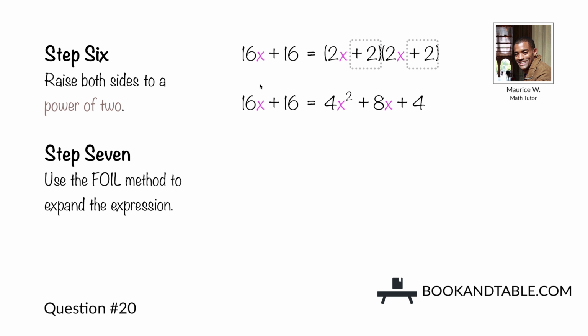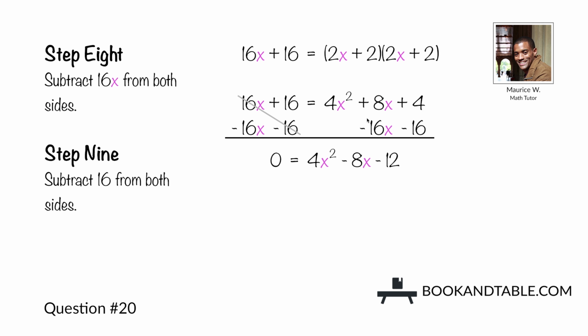Move these terms over to this side, so we get 0 on one side. So step 8, subtract 16x from both sides. In step 9, subtract 16 from both sides, giving you 0 on the left side. And on the right side, we have 4x squared. 8x minus 16x is negative 8x. And 4 minus 16 is negative 12.